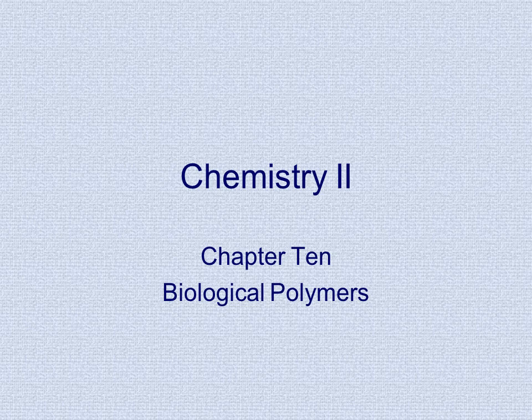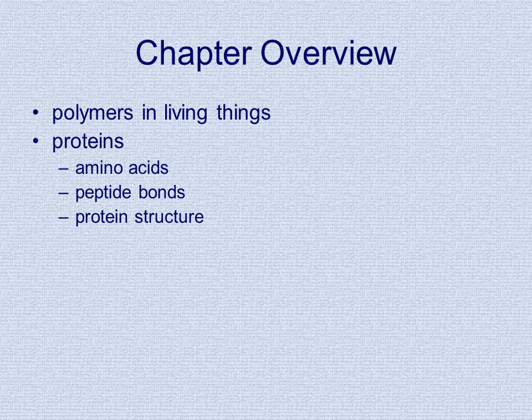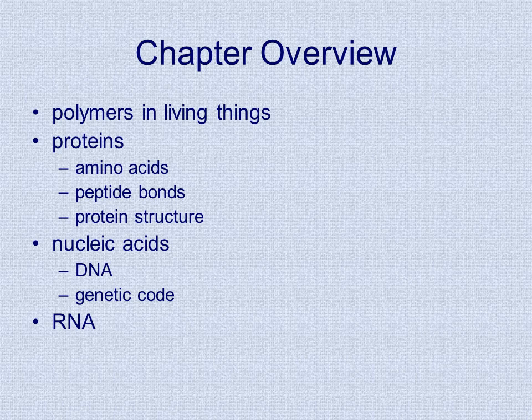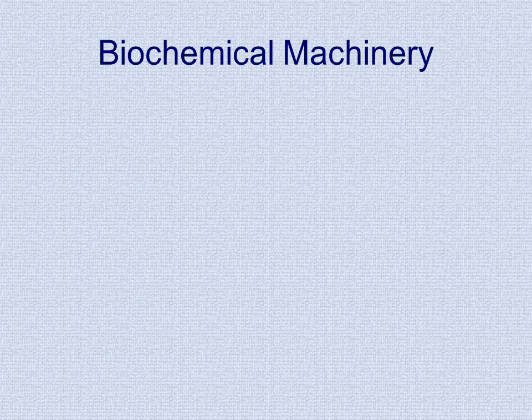Today we're on Chapter 10 of the Chemistry 2 textbook, Biological Polymers. This is the last chapter in the textbook, and we want to talk about several things. We want to talk about polymers in living things. We want to talk about proteins, which are a type of polymer, and look at some of the structure of proteins, and then talk about nucleic acids and the idea of the genetic code. Talk about RNA, an important part of the protein synthesis process, and move on from there.